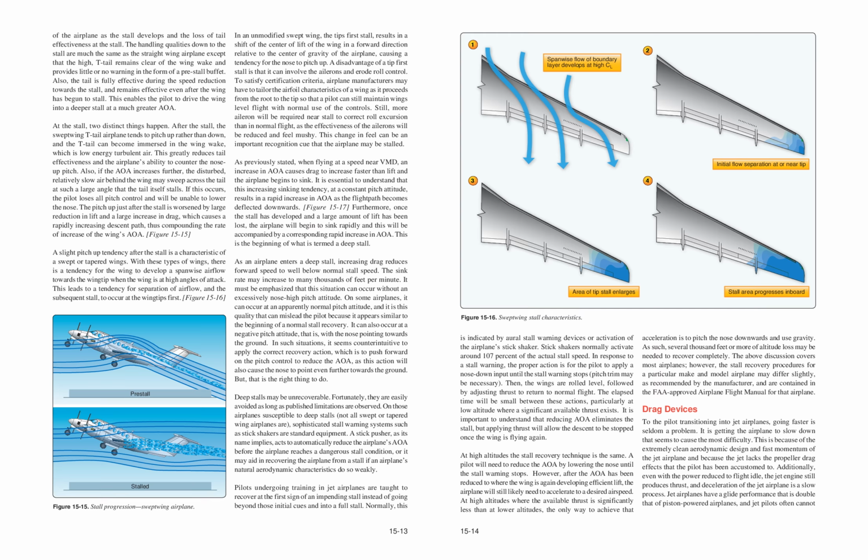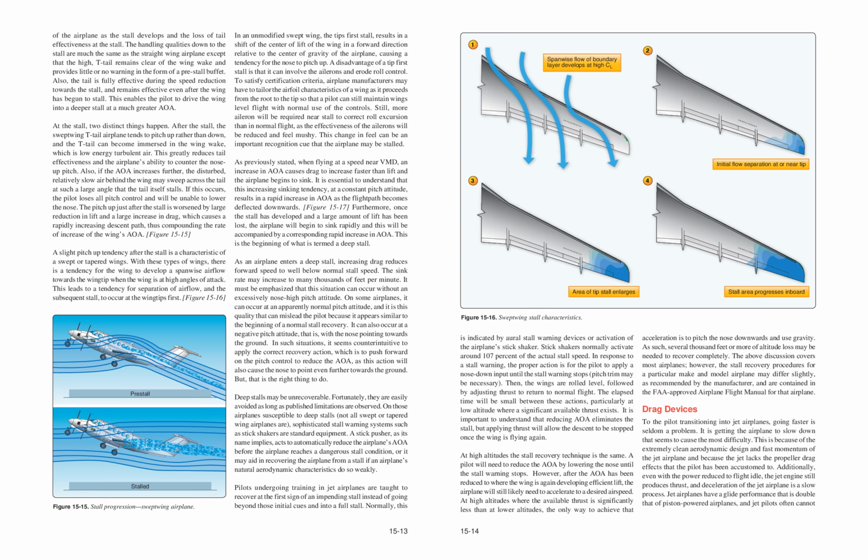With these types of wings, there is a tendency for the wing to develop a spanwise airflow towards the wingtip when the wing is at high angles of attack. This leads to a tendency for separation of airflow, and the subsequent stall, to occur at the wingtips first. Figure 15-16. Pre-stall. Stalled. Figure 15-15. Stall progression, swept wing airplane.